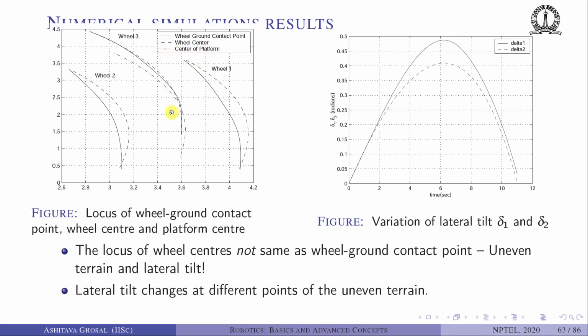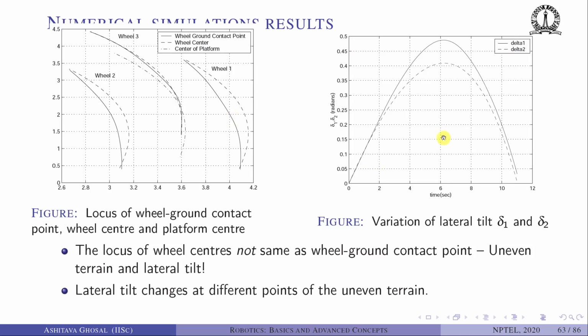Since these wheels are moving on uneven terrain, all these curves will look different because the wheels are tilting. As you can see, the center of the platform is this line. Wheel 3 looks like this, and the wheel ground contact point looks like this. For wheel 2 and wheel 1, the wheel ground contact point and the motion of the wheel centers are different.